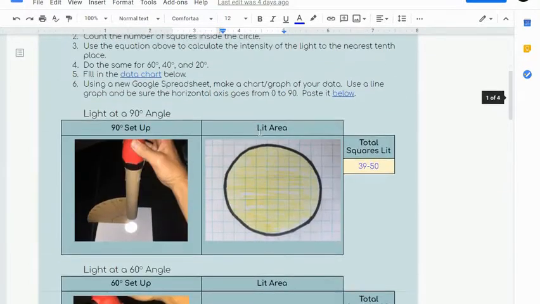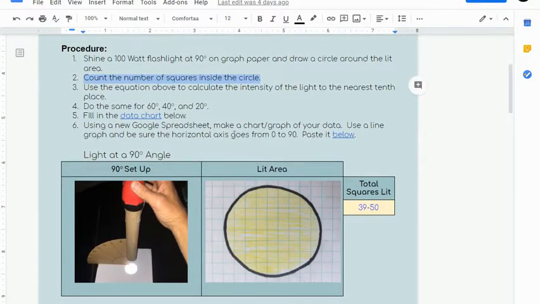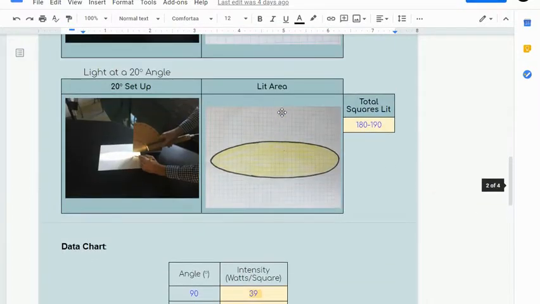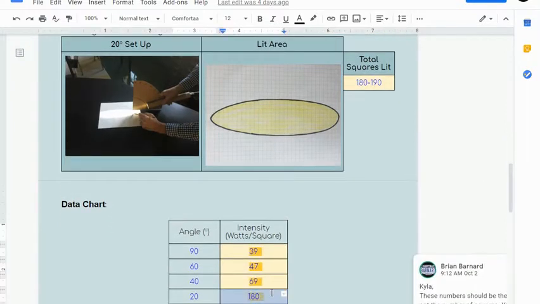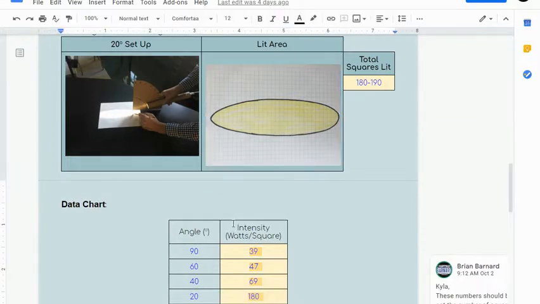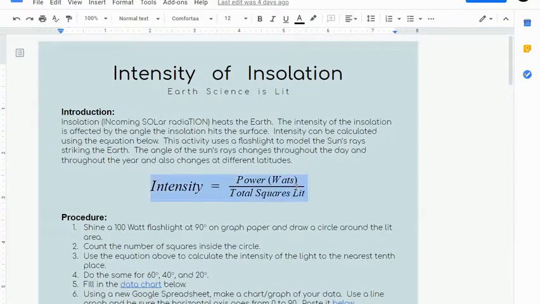So step 2 was to count the number of squares into the circle. All right, great, you did that. Step 3 was to use the equation to calculate the intensity. So let's, for example, you're telling me that in this lit area for 20 degrees, you're saying there were 180 boxes in there. Fine, all right, 180 boxes in there. But look at the title to this. This chart is not interested in how many lit squares there are. This chart is interested in the intensity. So to calculate the intensity, we need to use this equation here.